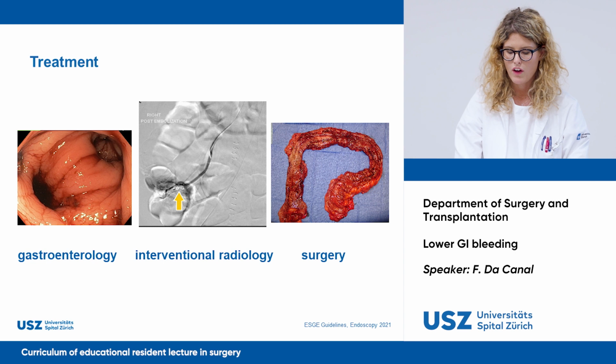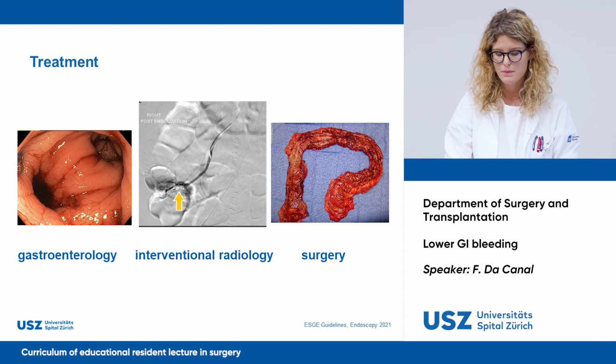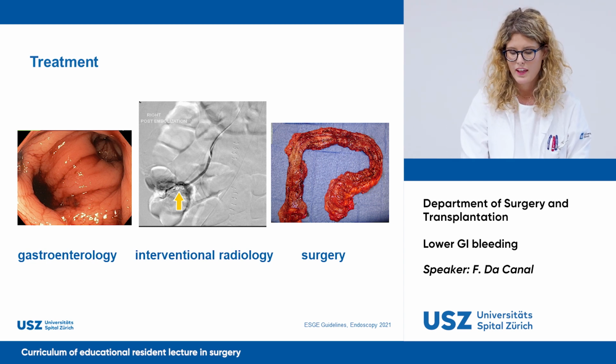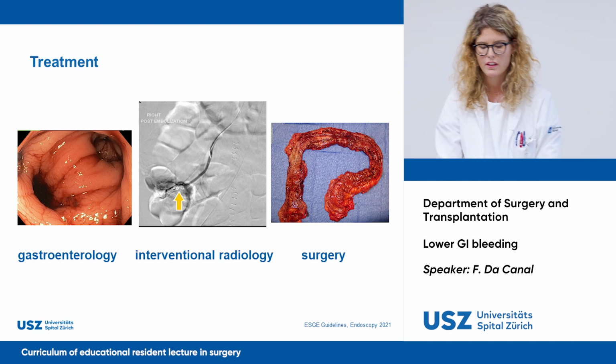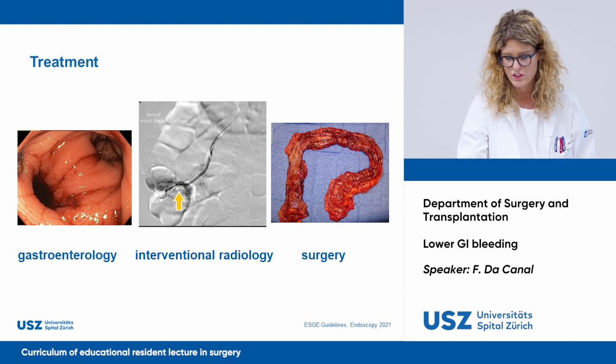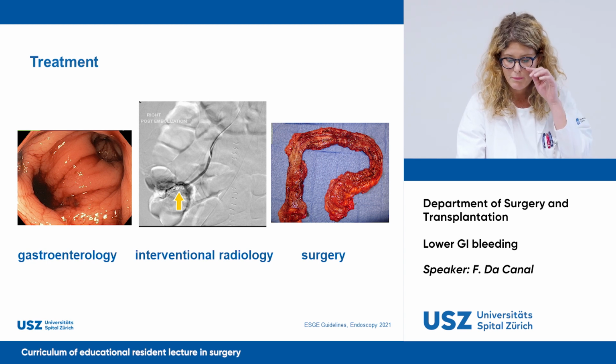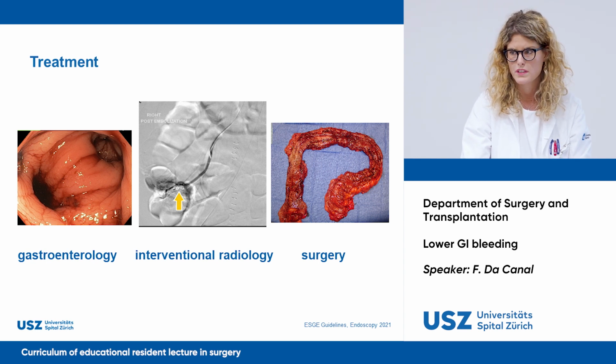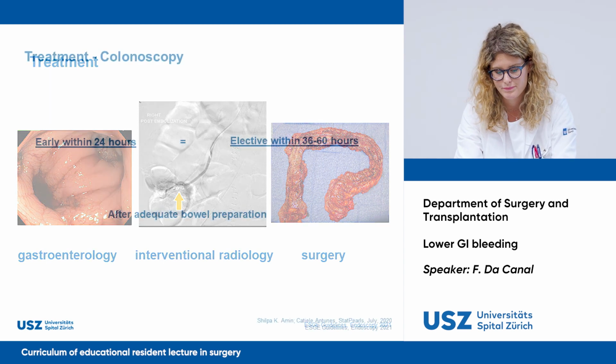So the treatment of lower GI bleeding is multidisciplinary. The options to arrest the bleeding include endoscopic therapy, transcatheter mesenteric embolization, and surgery. However, many lower GI bleeds will stop spontaneously.